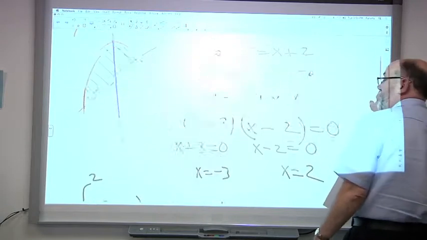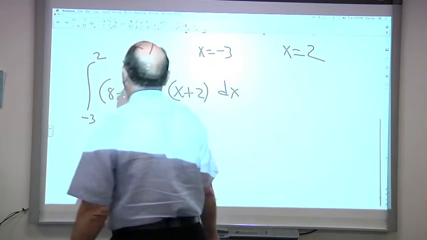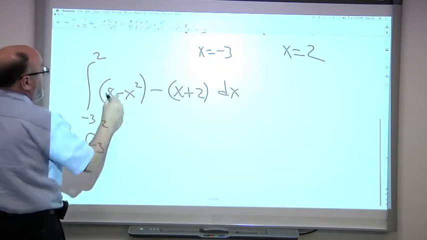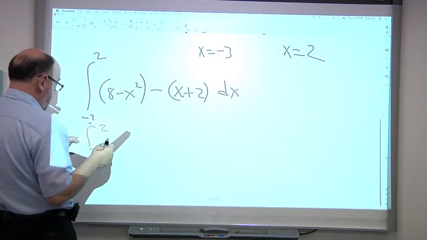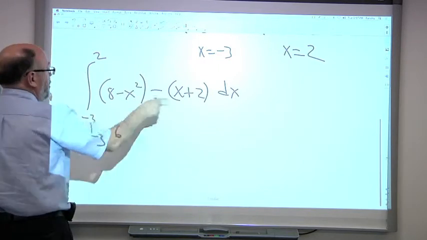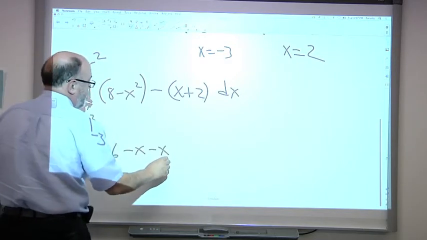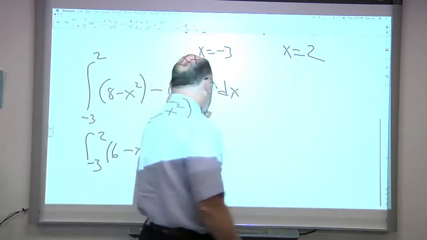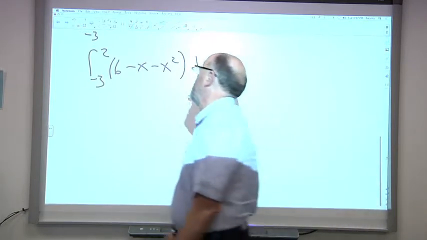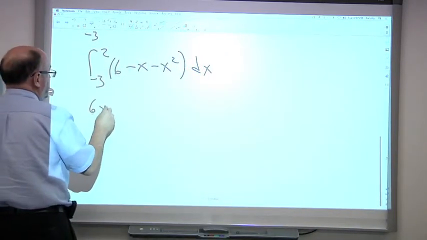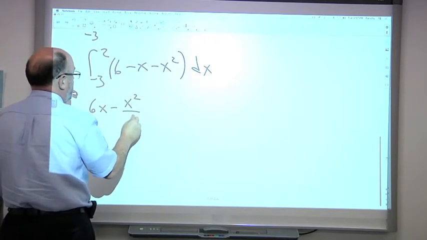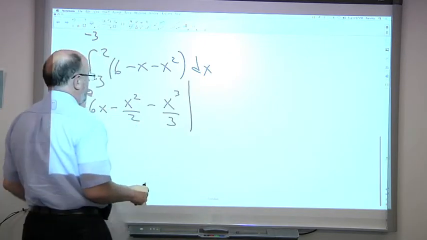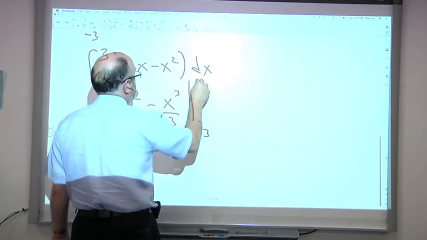So now that we got that, before we do our integration, we'll take care of the math part here. And so we have minus 3 to 2. 8 minus the 2 will be 6. Then we're going to have a minus x and then a minus x squared. Right? So all we did is take care of the math part first. Now we can integrate. So this is going to be 6x minus x squared over 2, minus x cubed over 3, evaluated from negative 3 to 2.